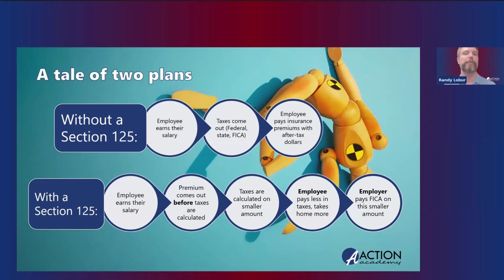With the Section 125 in place, there are a few more steps here, but they're good steps to take. The employee does earn their salary, but the premium comes out before taxes are calculated on that salary. So whatever their responsibility is on the employer health plan, or whatever their premium responsibility might be on the dental or vision plan, all comes out before any taxes are calculated. So now there's less taxable income in place. Taxes are calculated based on that smaller amount. The employee is paying less in taxes, putting more in their pockets. And again, the employer is paying FICA taxes on that smaller amount.